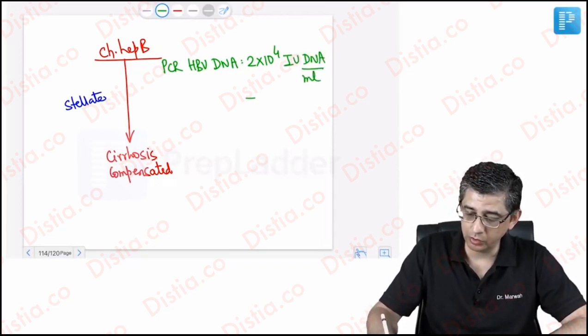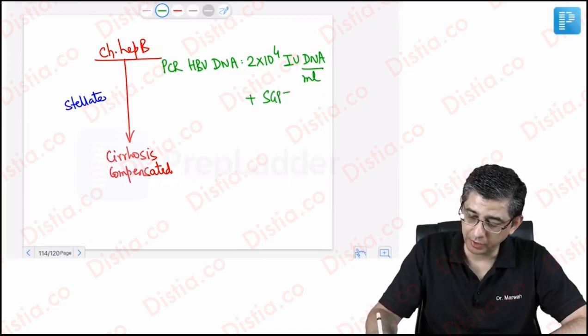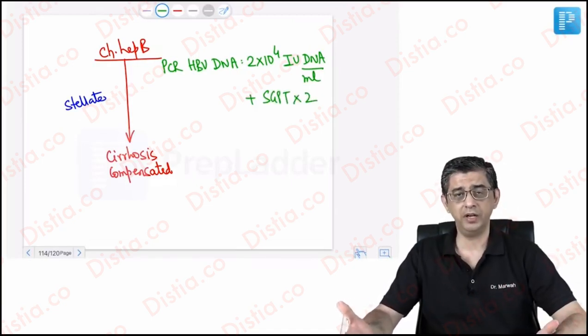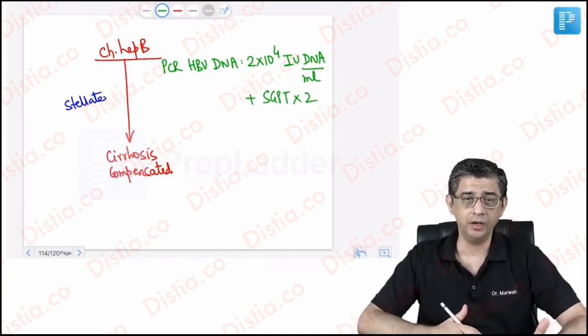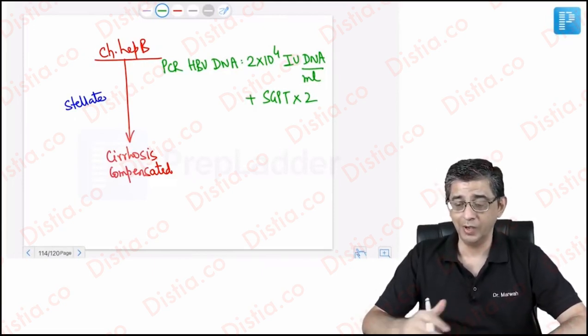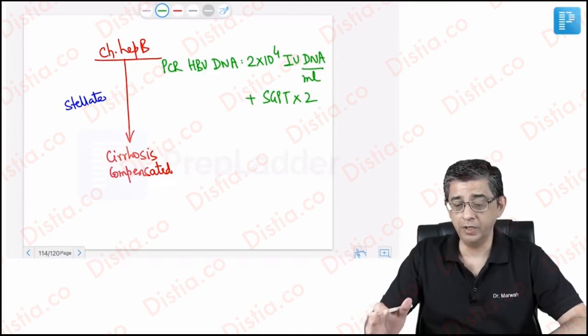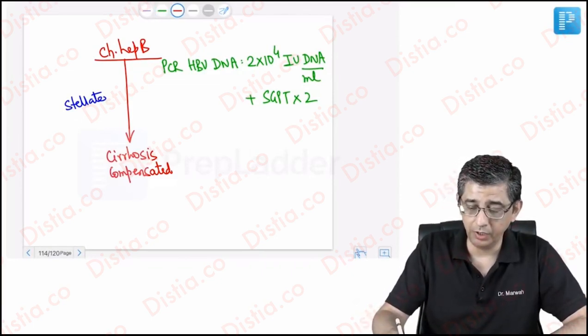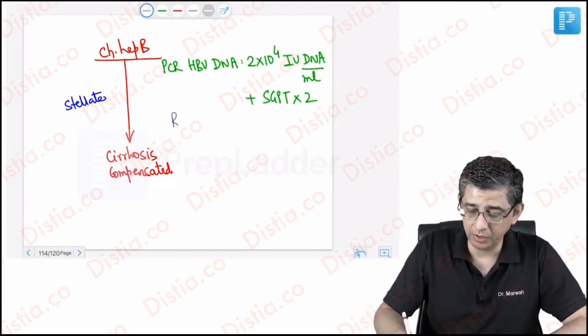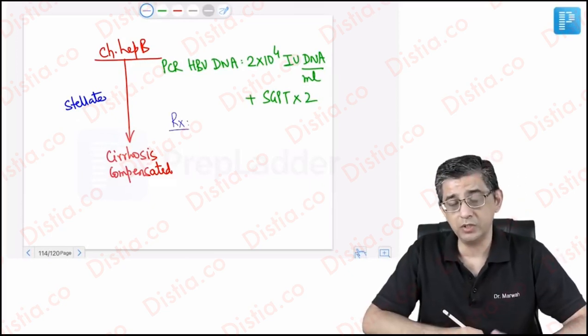And along with this, he also mentions that the SGPT of the patient is double. Remember, I told you, in acute kidney injury, creatinine might show a doubling, or in MI, the troponin I values might be showing a doubling. So both of these two things should be written in the question for me to mention that I'll be initiating treatment for this chap. And what's the treatment?